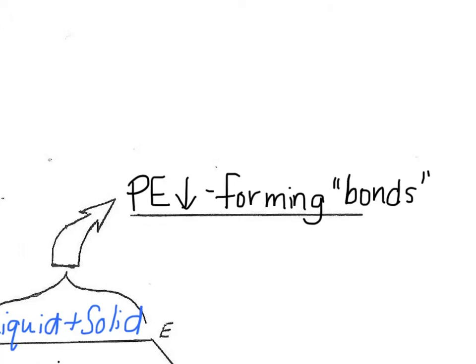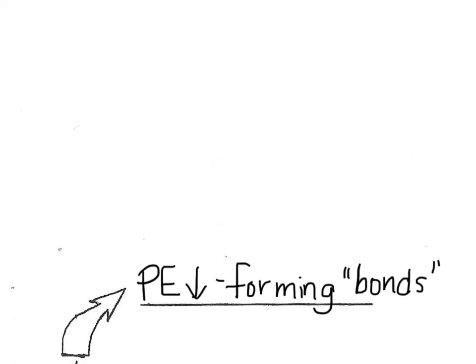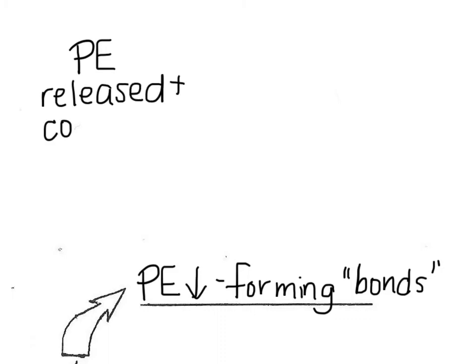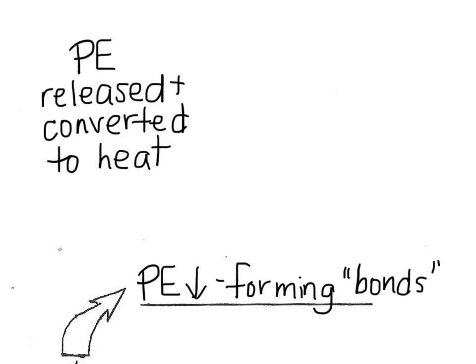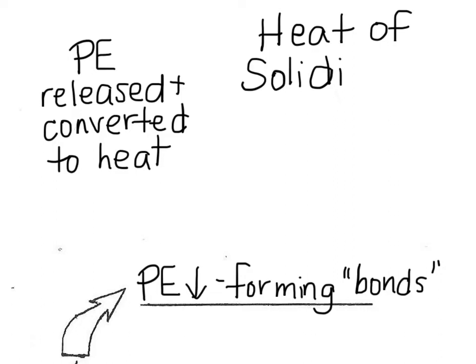During this process, when bonds are being formed and the potential energy is decreasing, again we have that potential energy being released and converted to heat, although whatever heat is produced is not noticeable because of the overall conditions that you're creating to freeze the water. The amount of energy that is released here is called the heat of solidification. That's what you're doing, is making a solid.